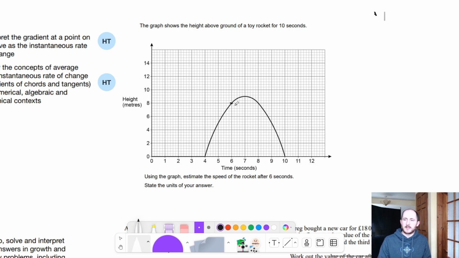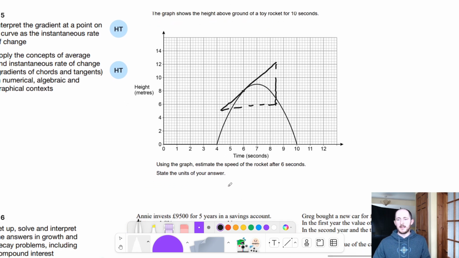So the way you would do this, and this is going to be very tricky for me to do, is you draw a tangent and then you're just working out the gradient of that tangent, and that will give you the speed. They do give you a fairly decent range, but of course I haven't done this with a ruler, so it won't be correct. And then your units, of course, are meters per second. How do I work that out? Well, the y-axis is meters, x-axis seconds, so it must be meters per second.